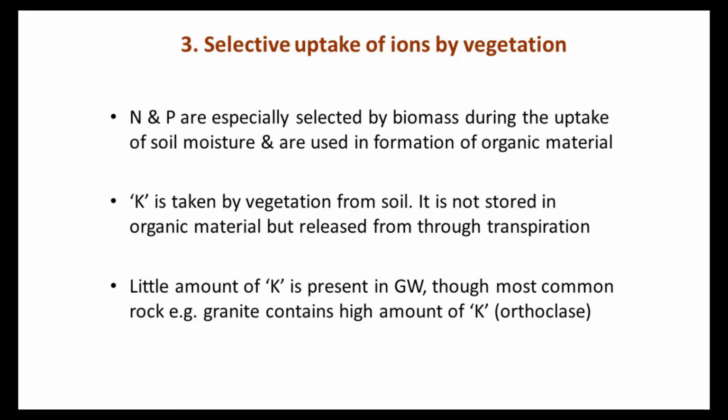The third important process is selective uptake of ions by the vegetation or by plants or by biomass. There are some elements like nitrogen and phosphorus which are especially selected by biomass or by plants during the uptake of soil moisture and are used in the formation of organic material. So a large amount of potassium is taken by vegetation from the soil, but this is not stored in the organic material, but it is released from the plants through the process of transpiration. So a very little amount of potassium is present in groundwater, though the most common rock type, for example granite, contains a very high amount of potassium in the form of orthoclase.